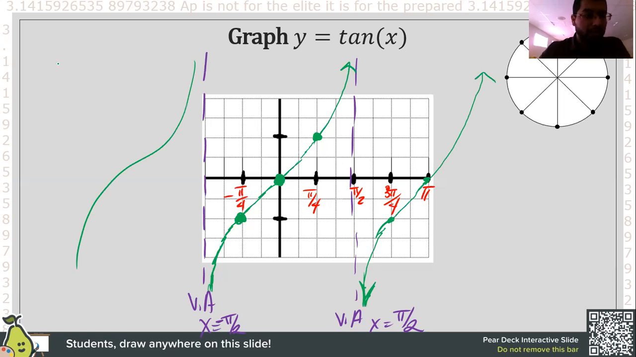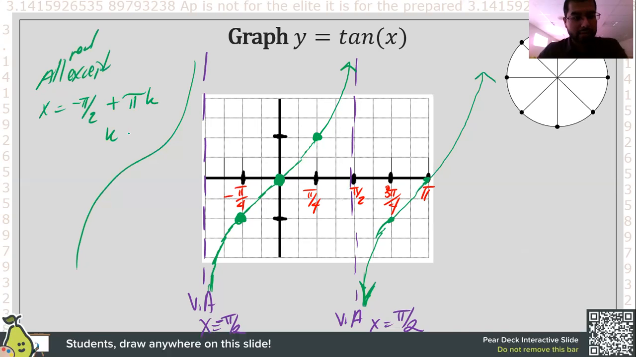Now we can see that the domain is very interesting here because of the vertical asymptotes. It's all real except whenever we have vertical asymptotes. In this case, pick one, x equals negative pi over 2. And every period, which is pi, it will repeat. So x equals negative pi over 2 plus pi k, where k is an integer. Okay, so we can see negative pi over 2. I add pi, I get pi over 2. If I continue doing that, I'll have another one at 3 pi over 2, and so forth.